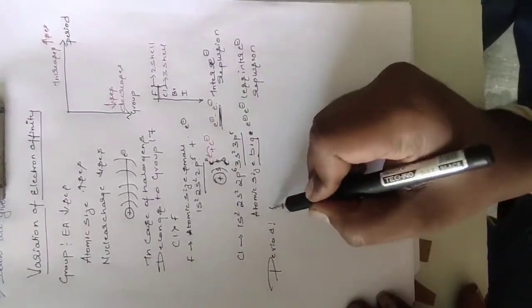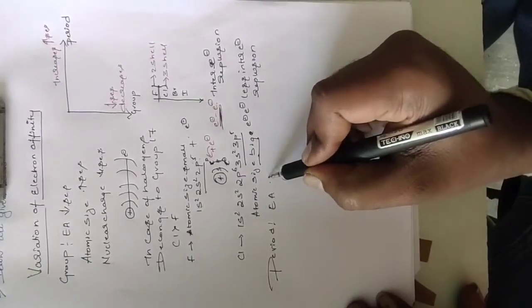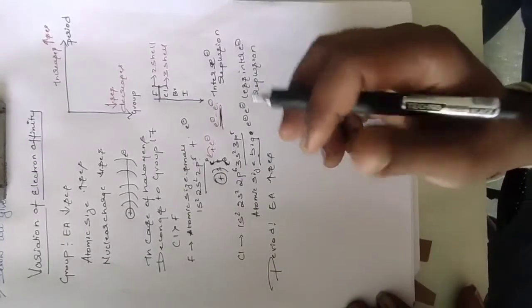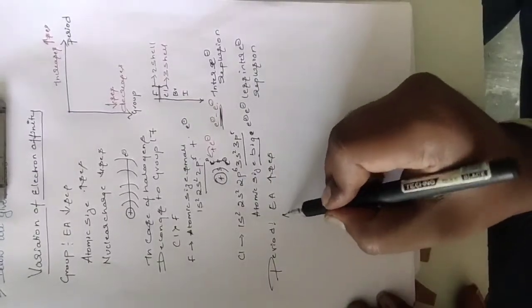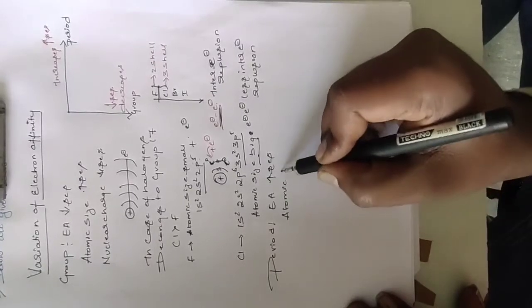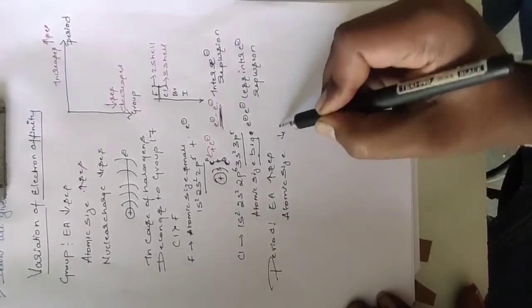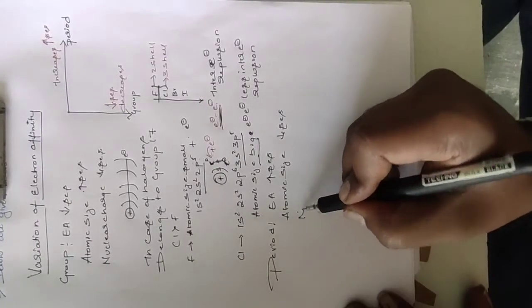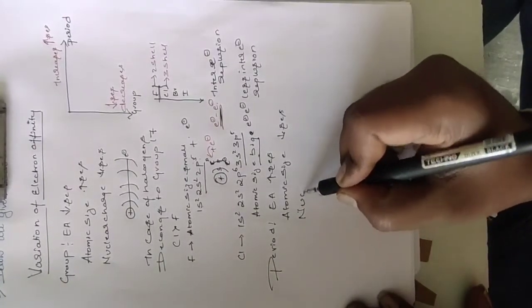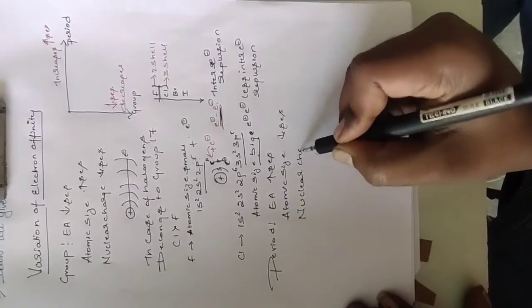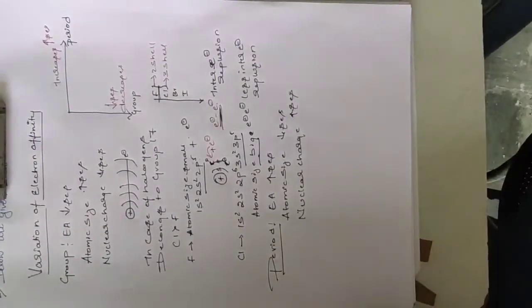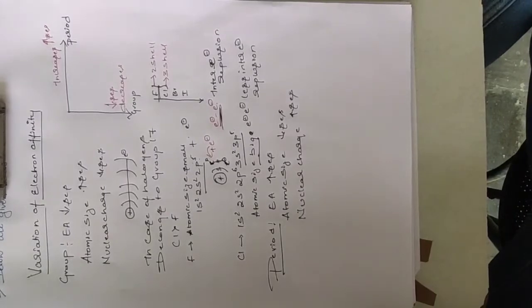If we talk about period, electron affinity will increase quite commonly. Why does it increase? Because atomic size will be less, and nuclear charge will be more. Nuclear charge will increase. Okay, this is about the variations of electron affinity in groups and periods.